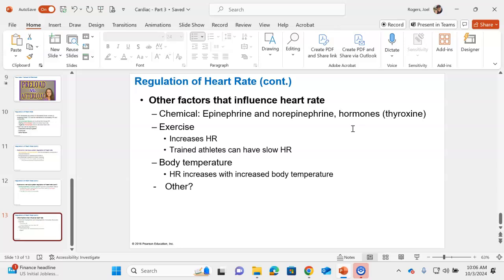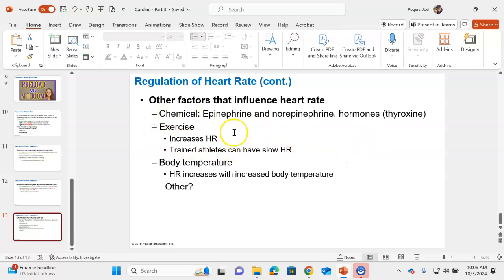We've already been mentioning medications or drugs. So whether they are legal or illegal drugs could influence heart rate. Opiates could slow it down. Stimulants like methamphetamine, heroin, cocaine, they could all increase it. So the point here is that there are other things other than the autonomic nervous system that could do it.